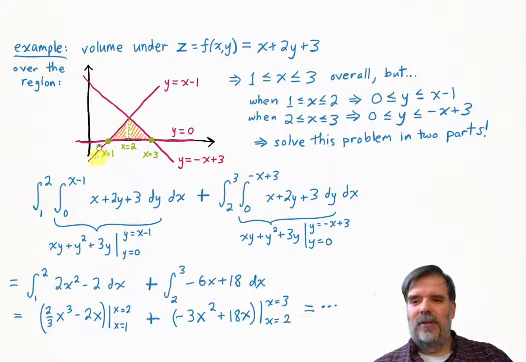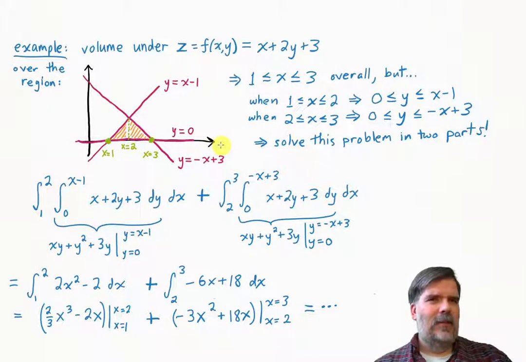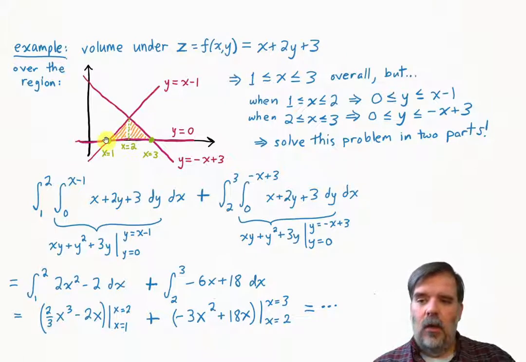You might notice there's 3 functions of y in here. But the last time we did a triangle, there were only 2. What gives? And it has to do with the way this triangle is oriented. And so we're going to look for the volume underneath this function, x plus 2y plus 3. Overall, the values of x go between 1 and 3.